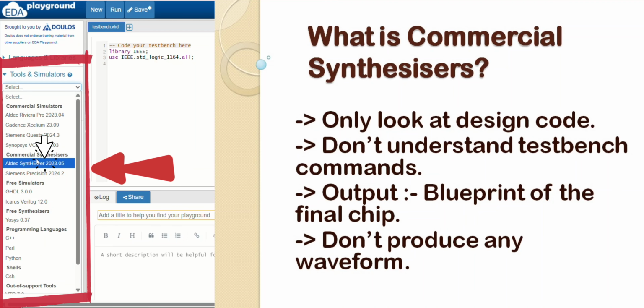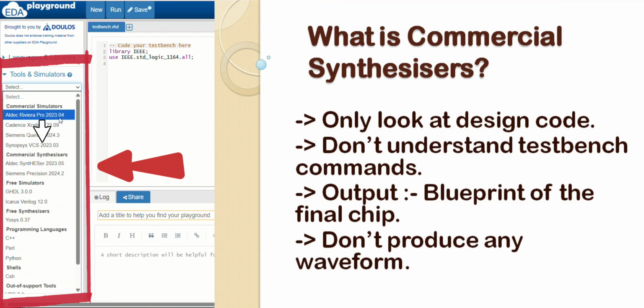Then what do they do? They take your VHDL design code and translate it into a list of actual electronic components that can be put onto a physical chip. It can be in the form of logic gates or flip flops, anything. As an example, you can see here Aldec synthesizer and Siemens Precision. These two fall into the commercial synthesizers.